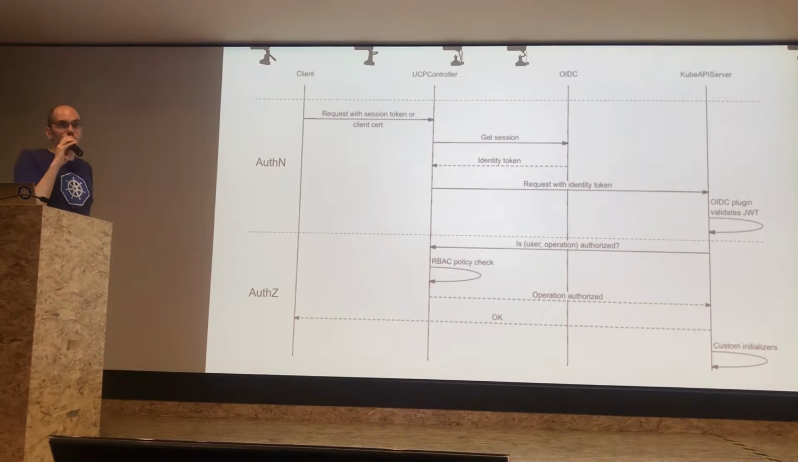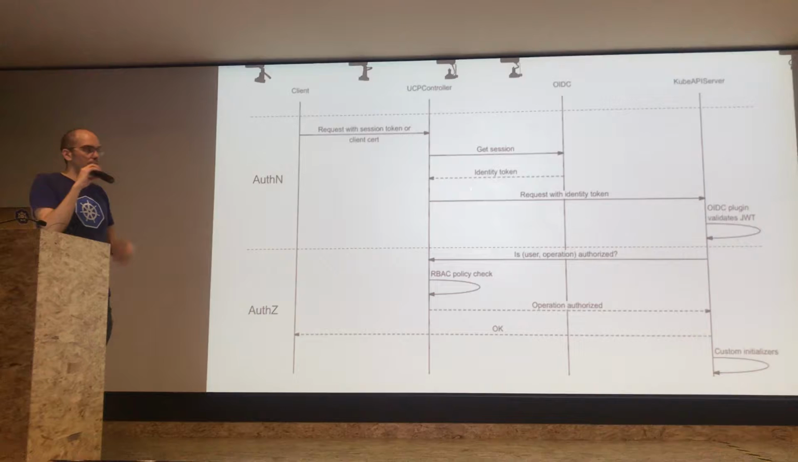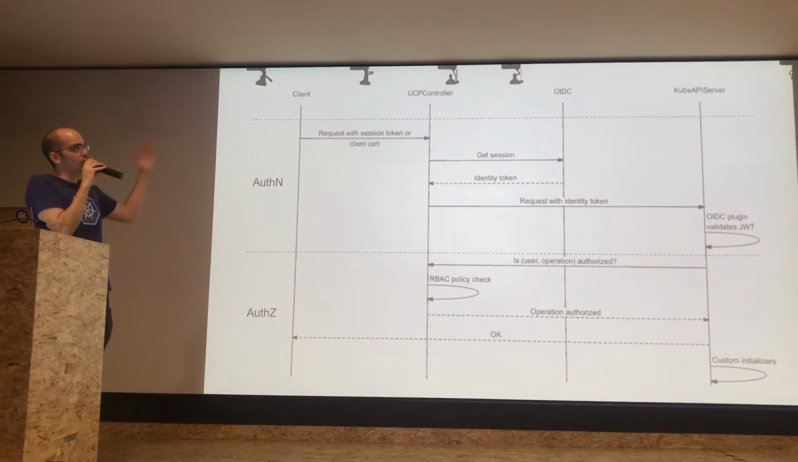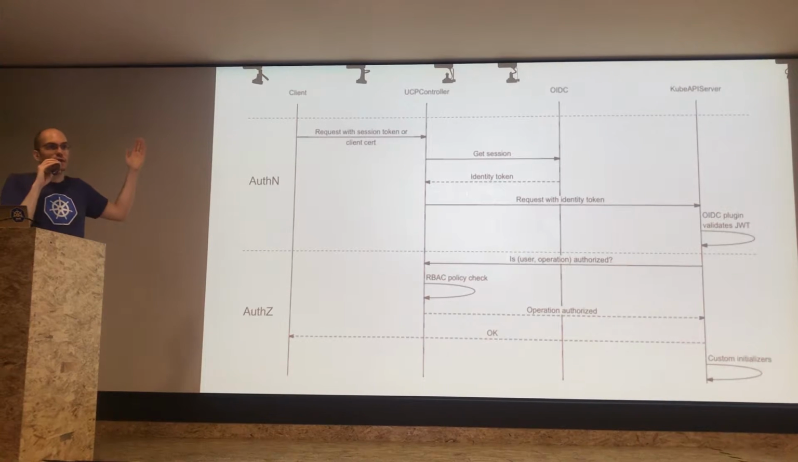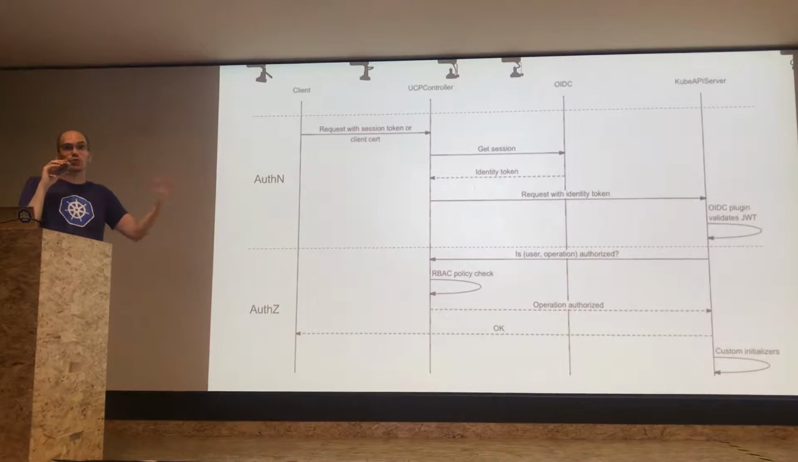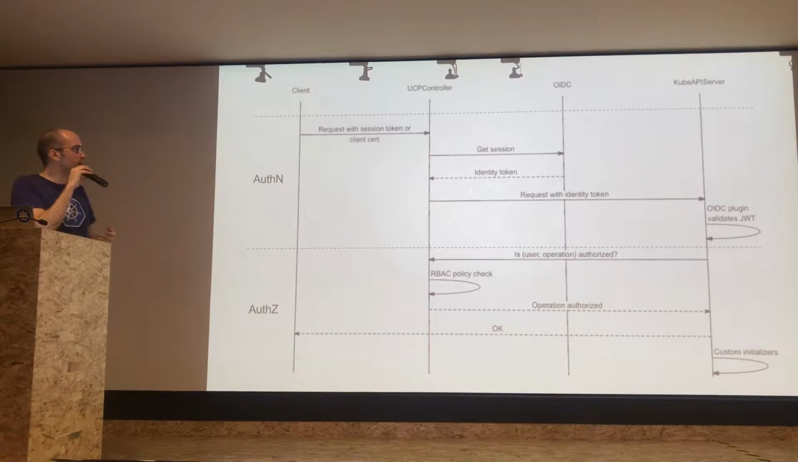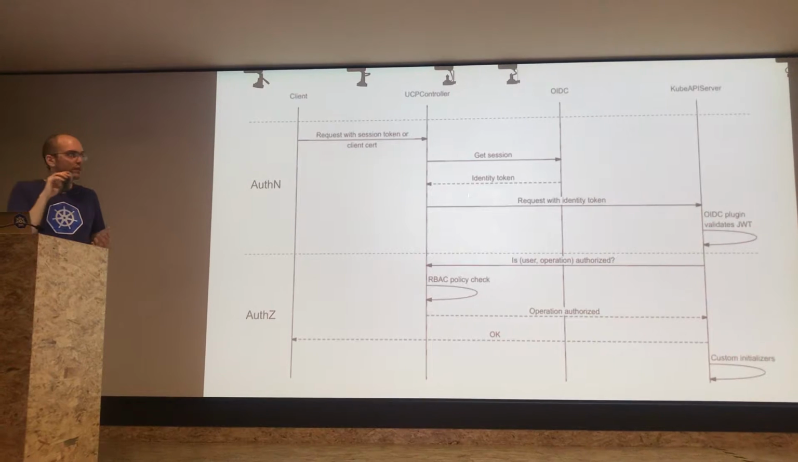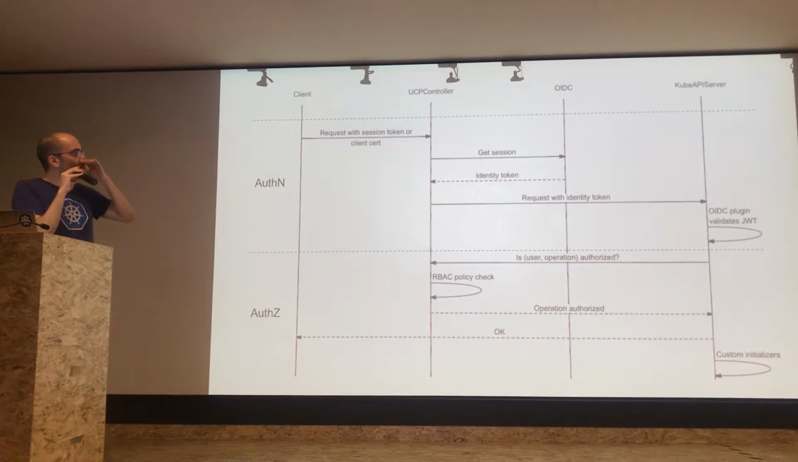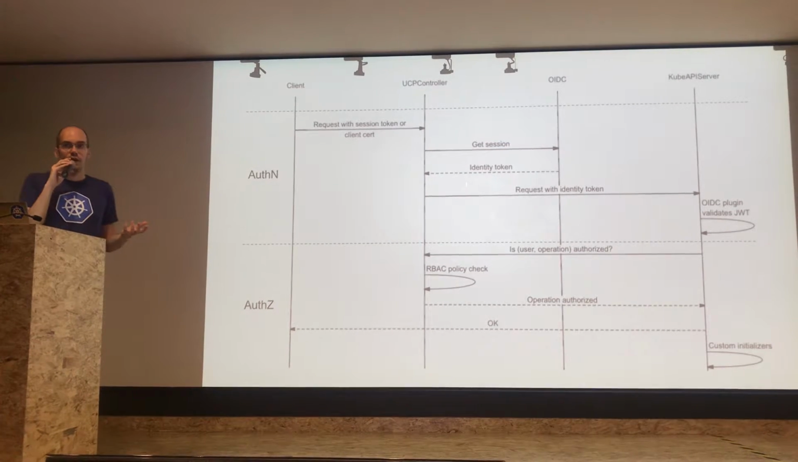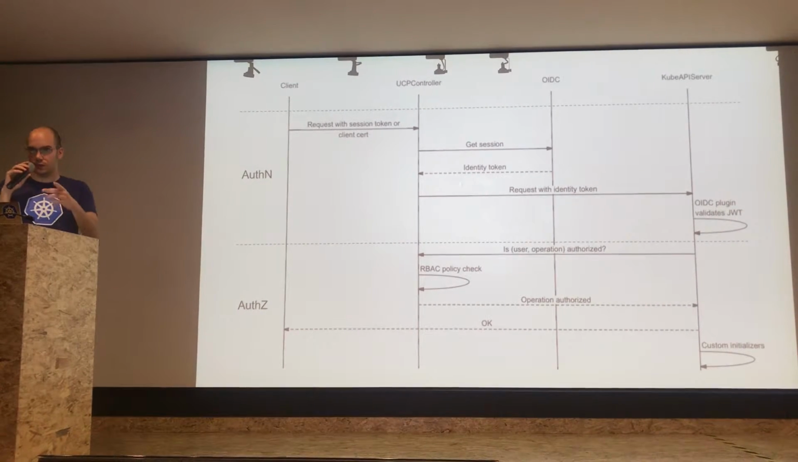So the way a request would flow to create a pod or perform some other Kubernetes operation would be, first a request goes into the UCP controller, and that request carries either a client certificate through mutual TLS, such as what we showed in the command line demo just now, or it would carry a session token if it's a UI request. And then the UCP controller will use these credentials to obtain a session for the current user, and then using, sorry, do you have a question?